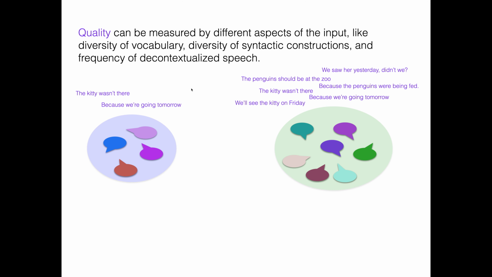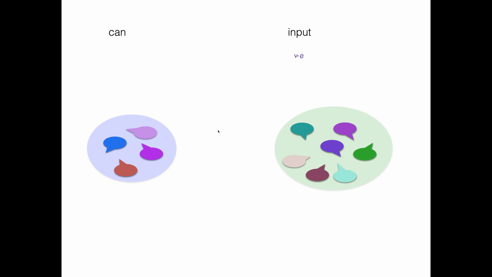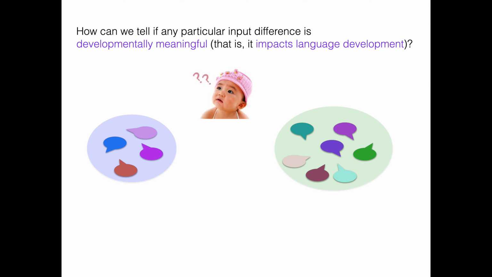And here's another one: frequency of decontextualized speech, so speech that's not about the here and now, talking about things that aren't there, talking about what's going to happen in the future, right? And maybe you get less of that in, say, lower SES speech versus getting more of that kind of thing in higher SES speech. That turns out to be helpful for developing certain types of linguistic knowledge. Lots of different ways to measure quality, to zoom in on particular aspects of the input.